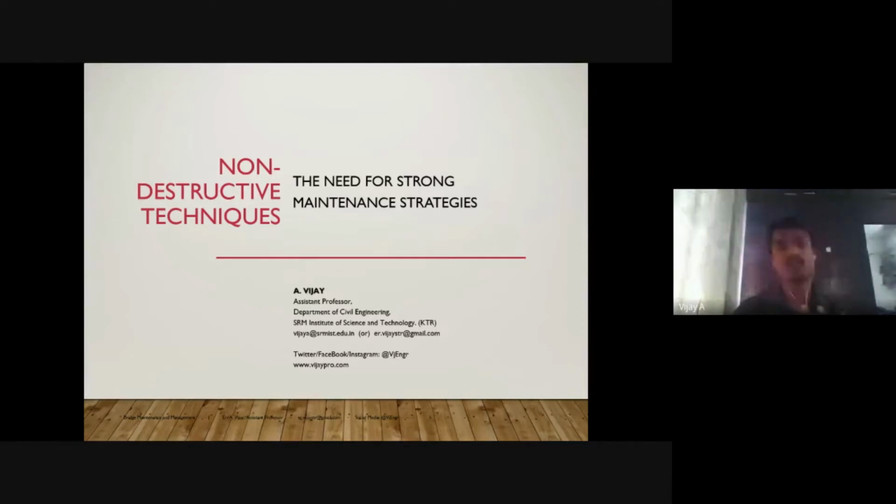Okay, so the growth of the baby in the mother's womb. That is also one of the NDT techniques where you are using ultrasound methods to understand the growth of the baby. Right? And MRI is also again one of the NDT methods. So NDT has huge applications.